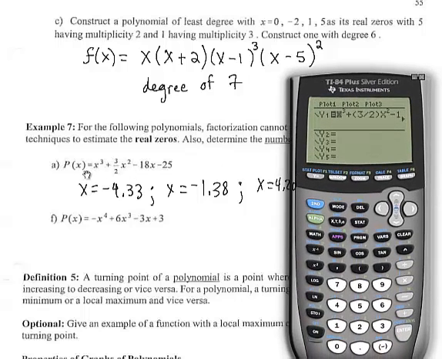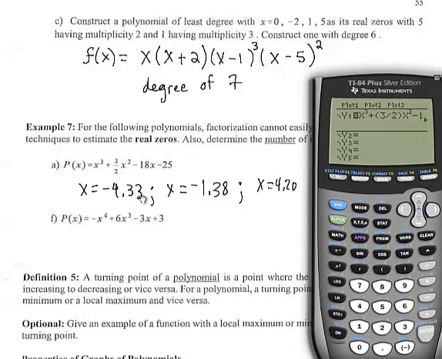Alright, so p of x had at most 3 because the degree of p was 3, and we had 3 real zeros, negative 4.33, negative 1.38, and 4.20.